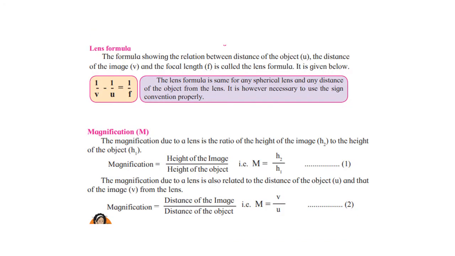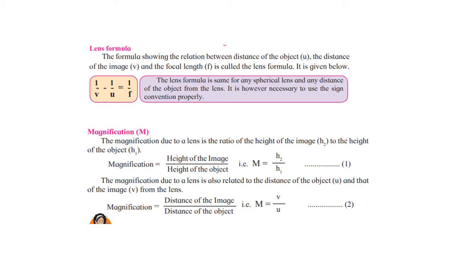The lens formula. The formula showing the relation between the distance of the object, that is u, the distance of the image, that is v, and the focal length f is called the lens formula. The formula is 1 upon v minus 1 upon u is equal to 1 upon f. Now this formula is common for convex lens as well as concave lens. What we have to remember when solving a sum is that f will be positive if it's a convex lens, and f will be negative if it is a concave lens.